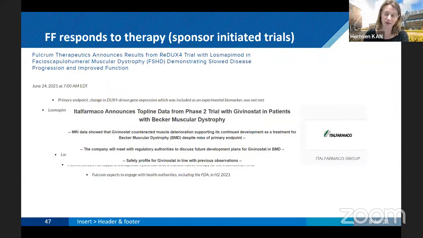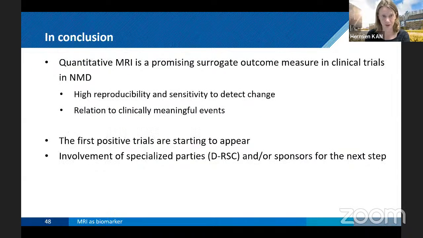And also very recently, there was a pharmaceutical company that also included imaging in their trial. That study also did not meet the primary endpoint, but they showed that the fat fraction hardly increased at all in the Becker muscular dystrophy patients that received Givinostat compared to the ones that were on placebo.